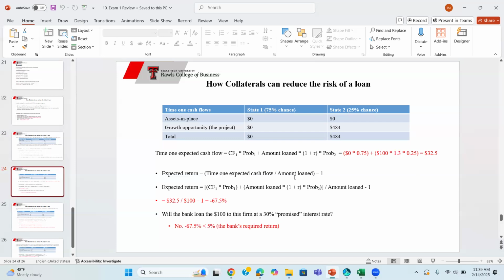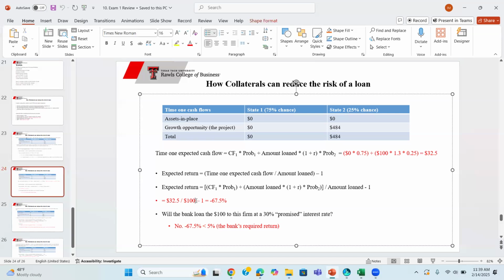So if it is positive, then I can compare with that 5%. And if it's a negative NPV, I'm going to reject it, right? So the expected return here is 32.5 over 100. When you divide 32.5 over 100, this should be a fraction, less than 1. So we have negative 7.5%. So you're not going to take this loan, because this is less than the bank's required return of 5%.